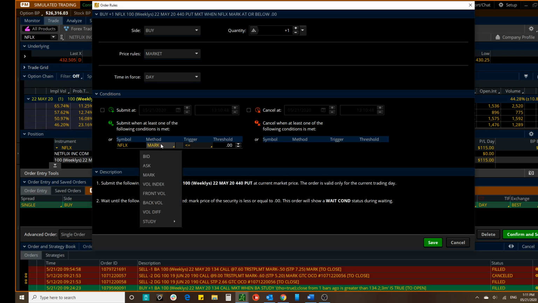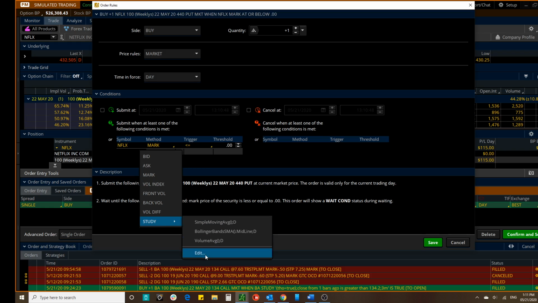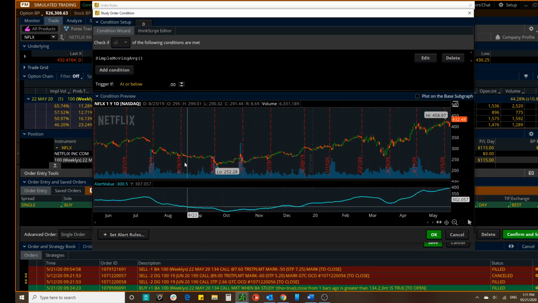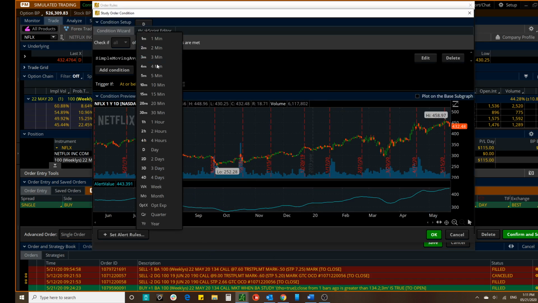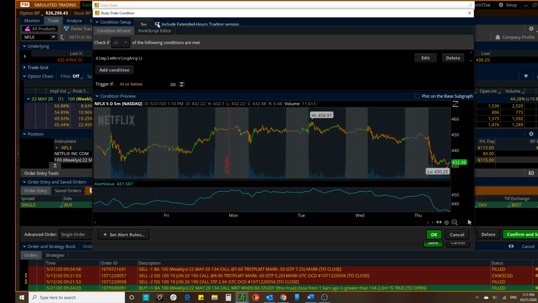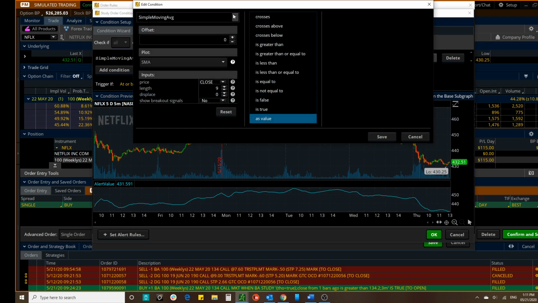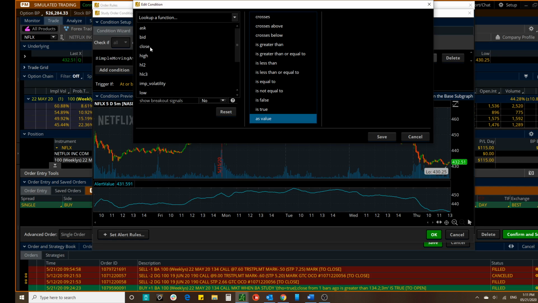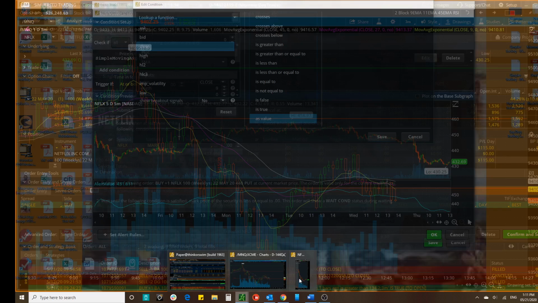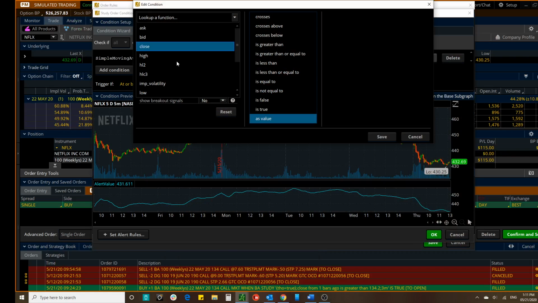At Netflix, in the method we go to study and then edit. Now what you do is change from day to 5 minute candle and remove this tick mark, okay, and then go to the edit section, and here you change to your price. Because we want to wait for our 5 minute candle to close below 443.5.